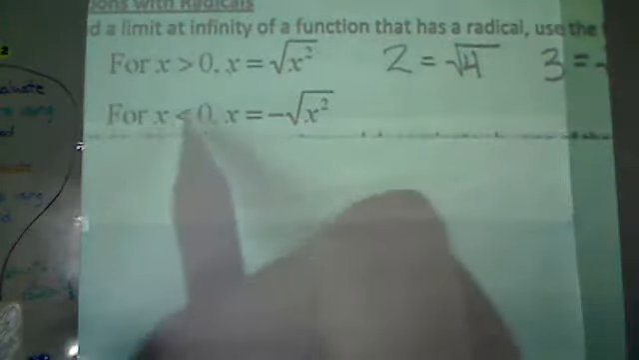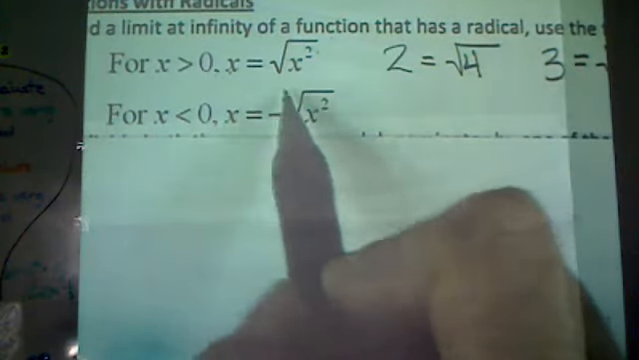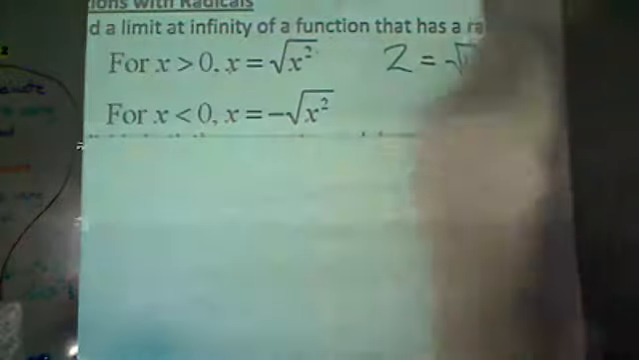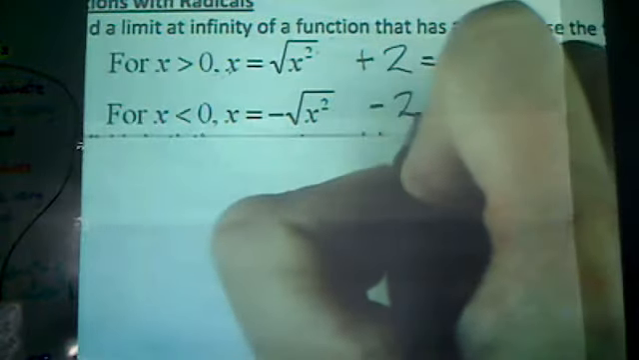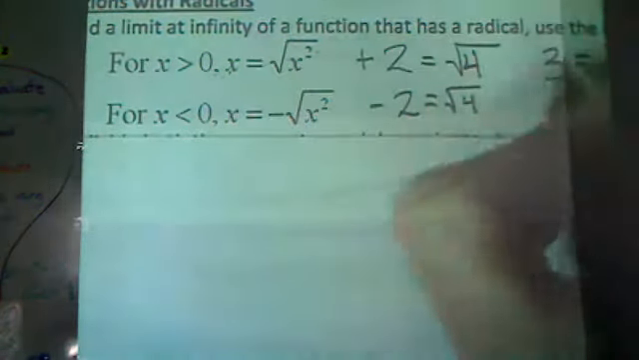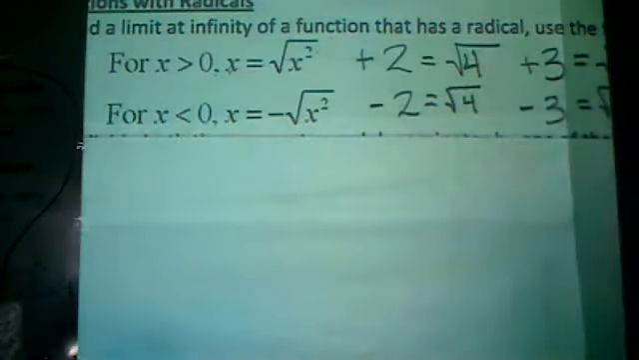For when x is less than 0, x can be rewritten as negative square root of x squared. This is because when you take the square root of a number, remember you're left with both a positive and a negative answer.